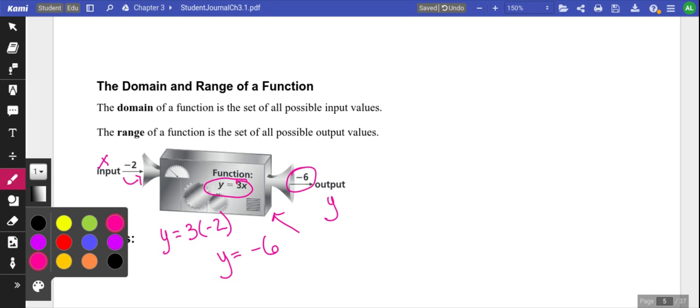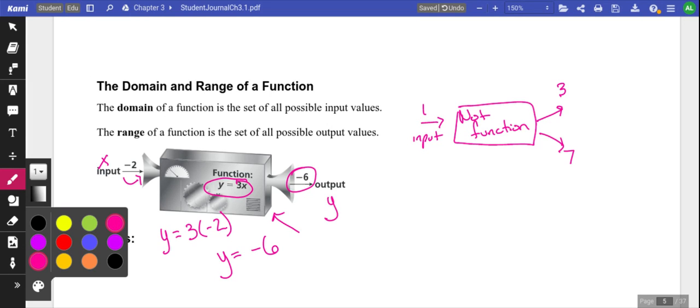So if you have a machine where you plug in one number, you have an input, you plug in a 1, and then you have two different outputs. Let's say it's 3 and 7. Okay, your machine is broken. It can't be a function.